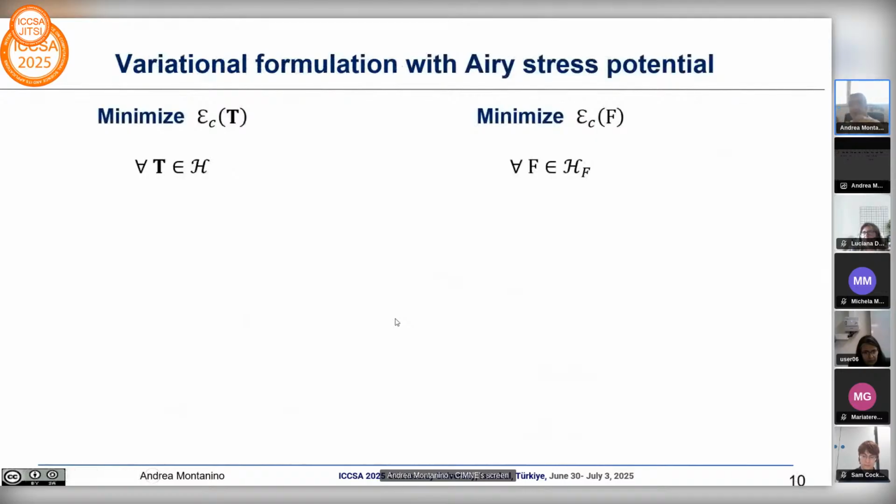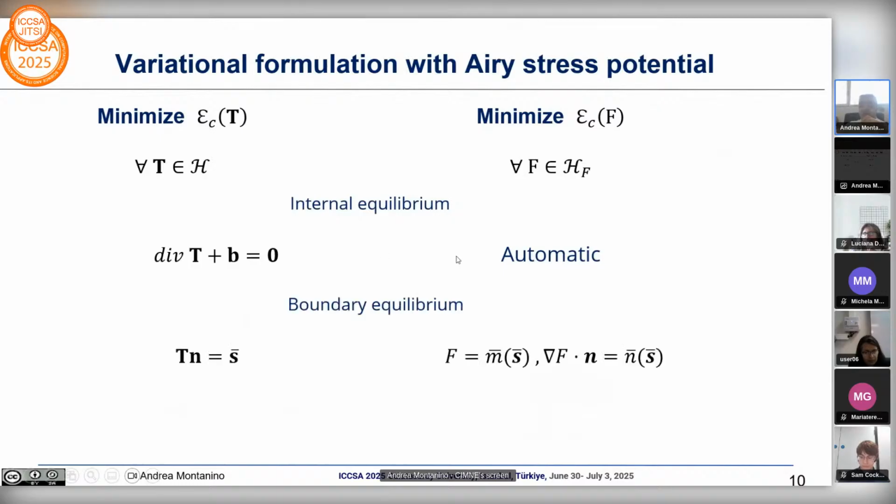Therefore, we have to translate the whole problem onto a problem in terms of the Airy stress potential. The internal equilibrium is automatically satisfied. The boundary equilibrium transforms into requirements or boundary conditions on the Airy stress potential, on the boundary values and on the boundary normal gradient, and the material constraint is described, in the case of the Airy stress potential, by the requirement of concavity of the Airy stress potential in the whole domain.